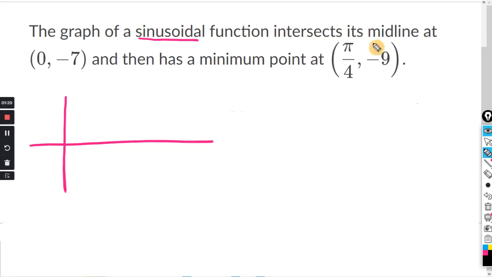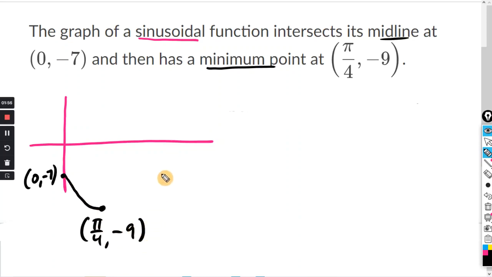All right. So the midline is at (0, -7). Okay, so right there, that's (0, -7). And the minimum is at (pi over 4, -9). So it goes from the midline to the minimum. So it's going down at first. Okay, so it's going down, and it hits the minimum at (pi over 4, -9).